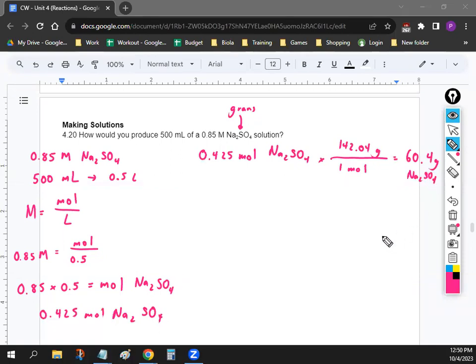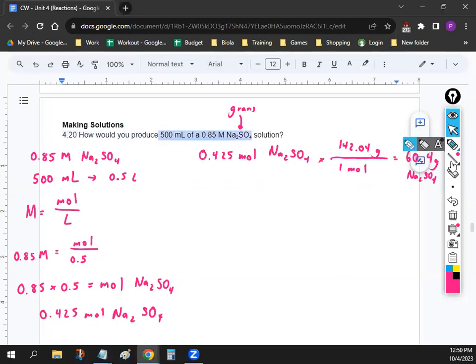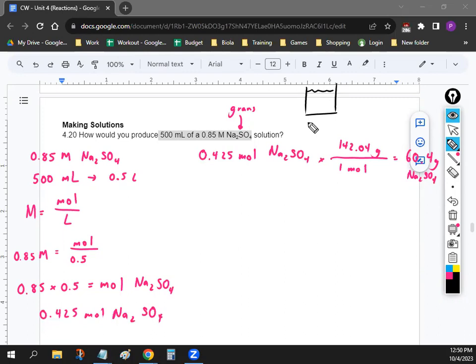Okay. All right, guys, since I'm out of my mind, did I do this right? Great. Thank you guys for teaching me. Appreciate that. Okay. So that's pretty much all the math we really have to do. We're just figuring out how many grams of Na2SO4 we need to make this solution. Basically what this is telling us is that if you have a container that is 500 milliliters, and you want it to have a molarity of 0.85, you need to put in 60.4 grams of Na2SO4 in order to make this solution. That's pretty much what it's telling you. Okay.